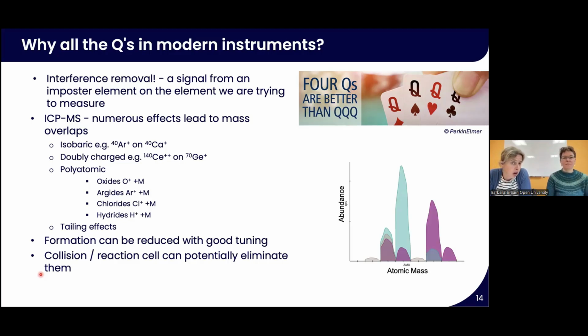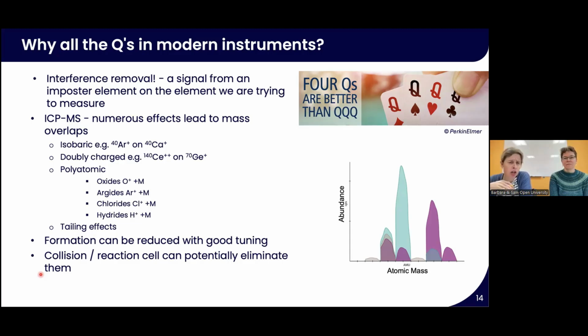We can consider isobaric interferences. That's a different element on the same mass. For example, argon 40 is the same mass and will interfere on calcium 40. We can overcome that by measuring calcium on a different mass, for example. We can create doubly charged species. That's because if our ionization is too efficient and we're stripping away more electrons, we form doubly charged species. So for example, cerium on mass 140, doubly charged, has the same mass to charge ratio as germanium on mass 70.